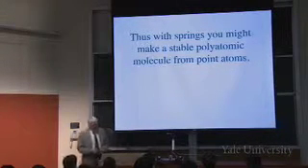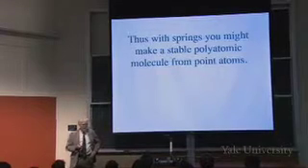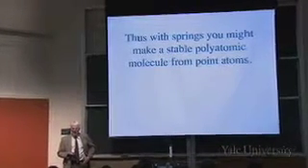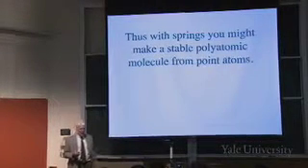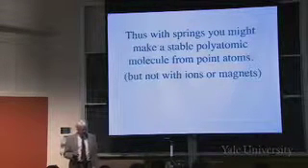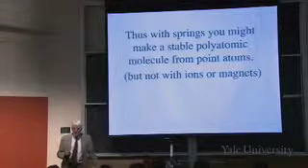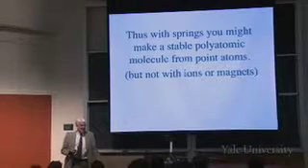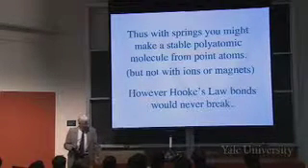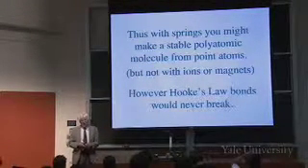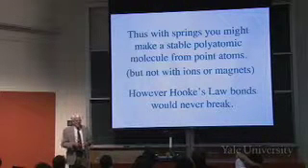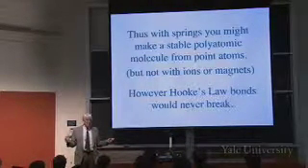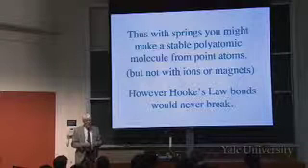So with springs, you might be able to make a stable polyatomic molecule from point atoms. We saw a spring model before in the last lecture. But you can't do it with ions, and you can't do it with magnets. However, Hooke's law can't do it. It can't be springs because Hooke's law never breaks. So we need a different kind of force law.